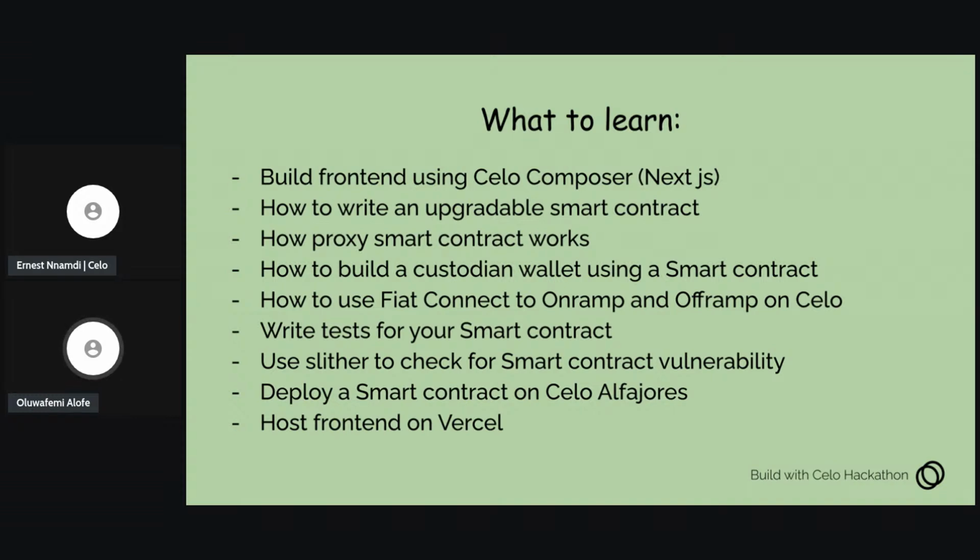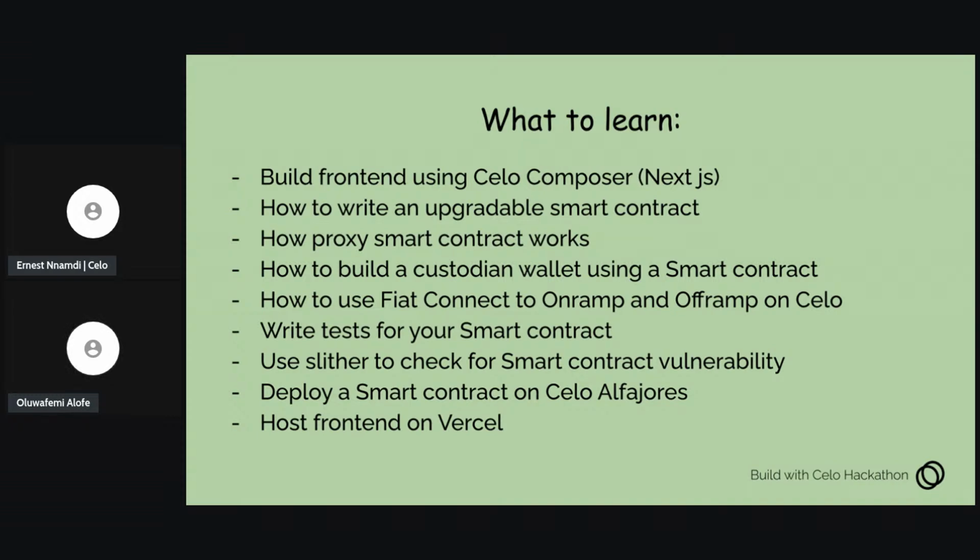And also, we are going to write tests for your smart contract. After writing and deploying our smart contract, we're going to write a test to see that it behaves the way we want it to behave. We're going to be using the Hardhat framework, and then we are going to be using Chai and the assertions to actually write our test. And also, we are going to briefly touch on Slither.